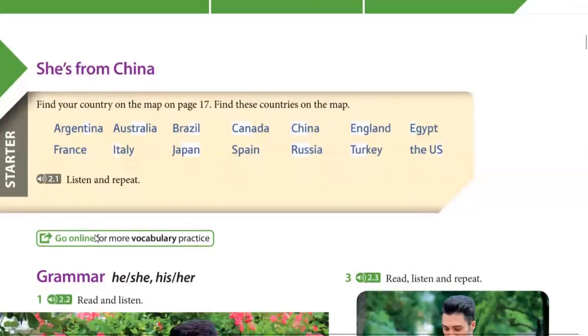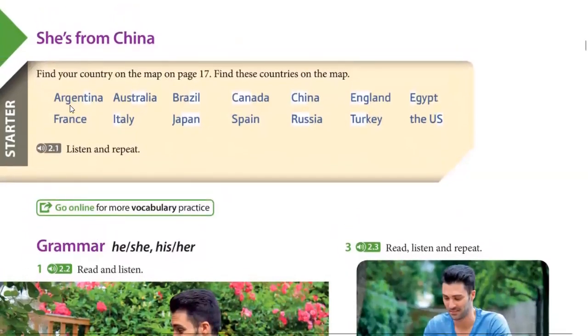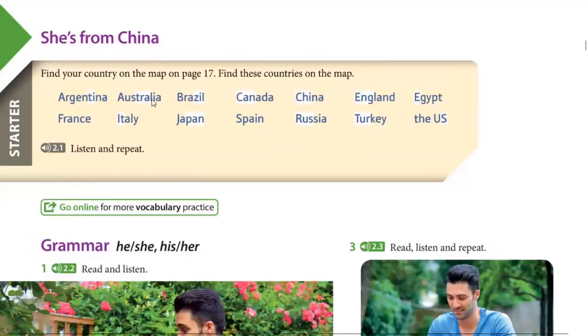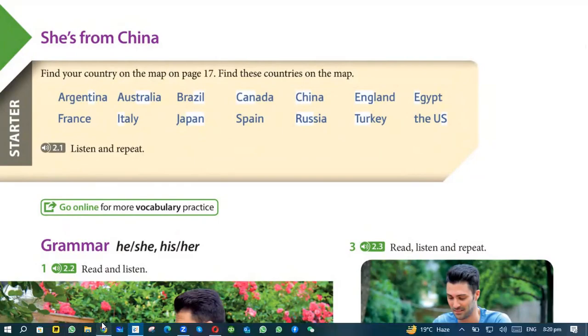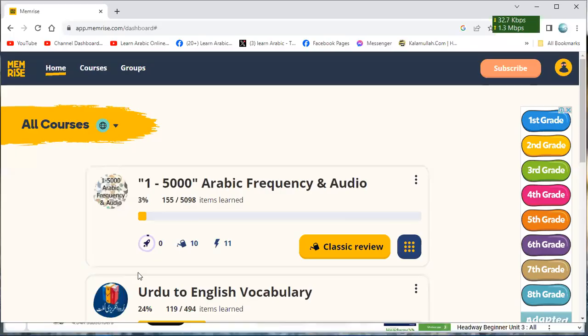Your word. Okay, read this. Argentina, Australia, Brazil, Canada, China, England, France, Italy, Japan, Spain, Russia, Turkey, the US. Countries. My student, Khadija.